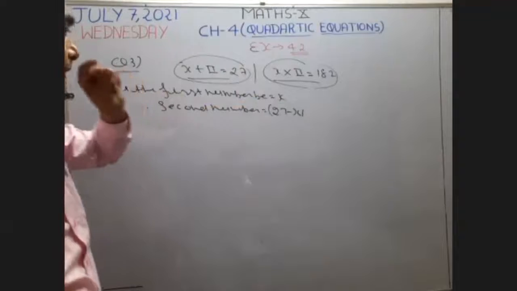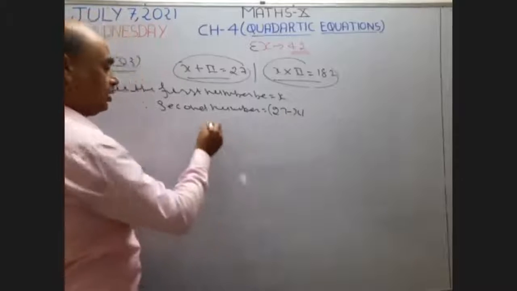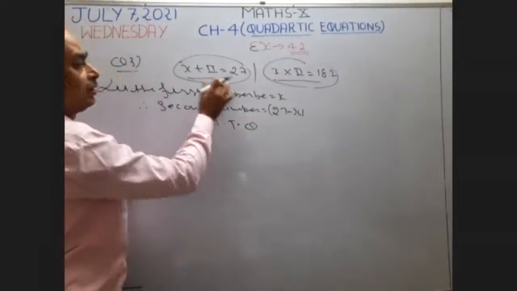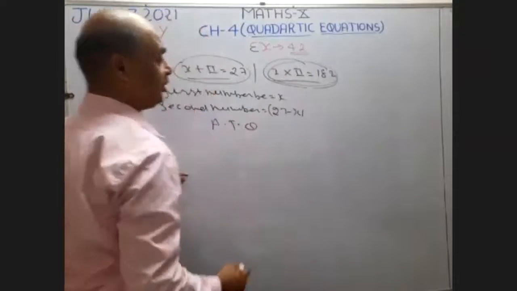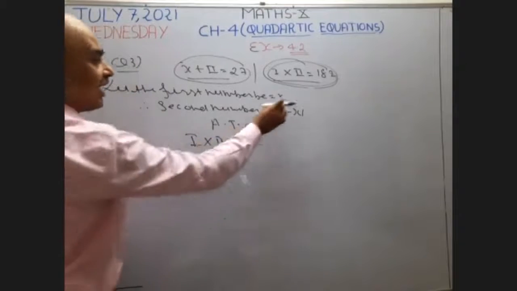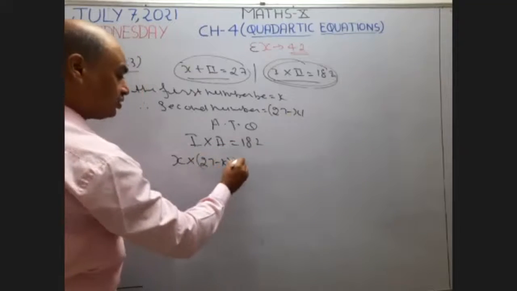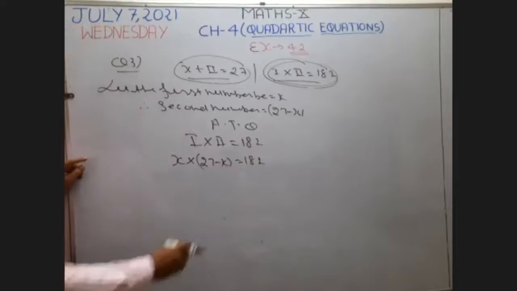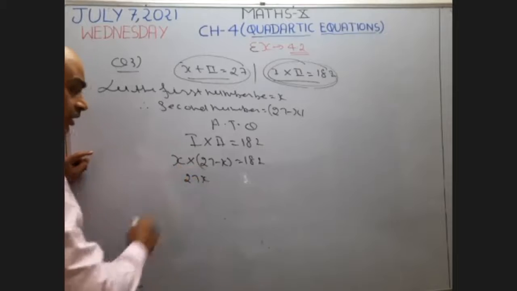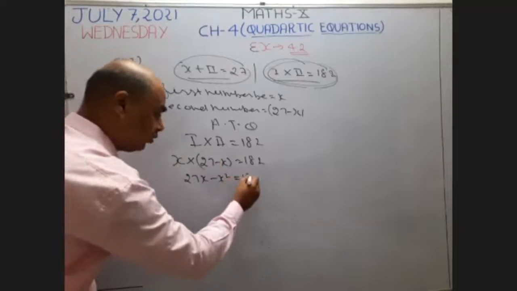Okay. Now, if I take first number x, then second number becomes 27 minus x. Now, I write here according to the question. What is given? Product of these two numbers is 182. Product of first number and second number is given 182. I take first number as x. I take second number 27 minus x, which is equal to 182. Okay. Now I'm going to multiply this bracket by x. When I multiply 27 by x, this becomes 27x. When I multiply x by minus x, this becomes minus x square is equal to 182.